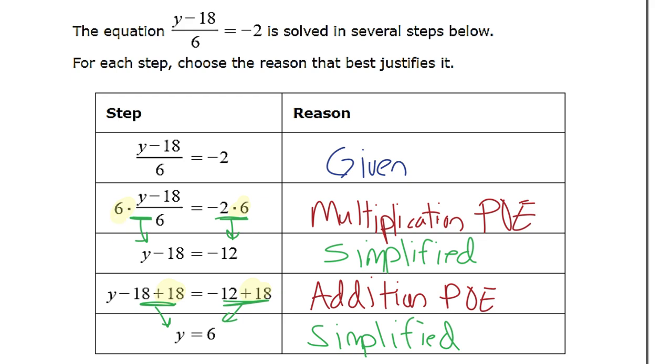Then again, we multiply both sides by 6. We've just simplified this to -12. 6 divided by 6 and times 6 cancel out, so then it's just left with y minus 18, which is called simplifying. Notice we added 18 to both sides, and then we just simplified it to right here. So -12 plus 18 is 6, and then -18 and positive 18 is just nothing, so we're just left with that y.